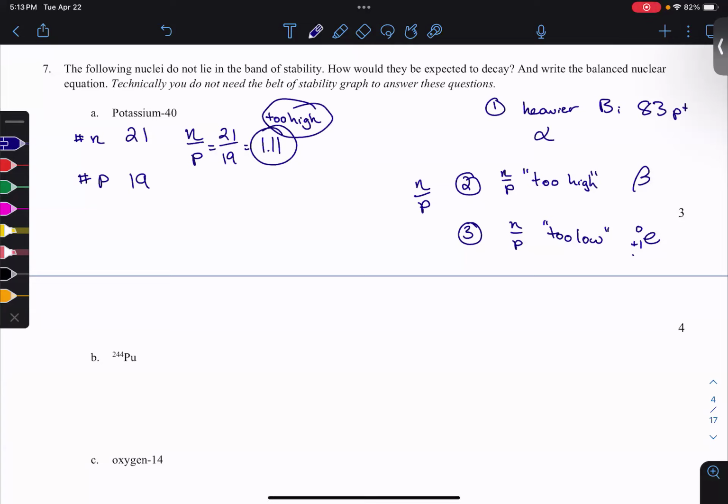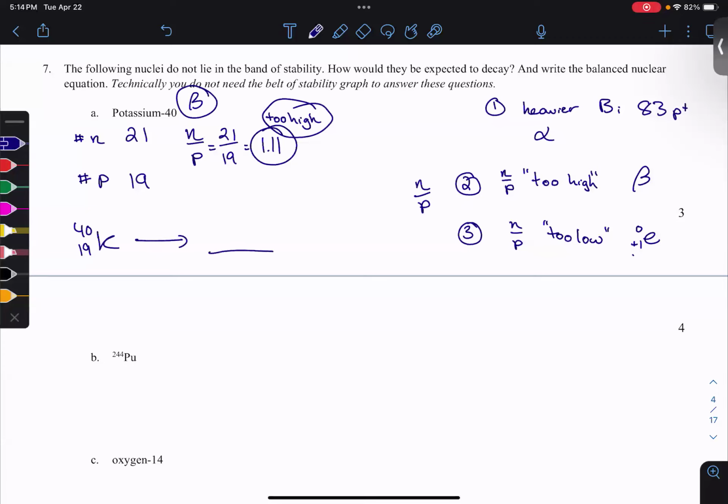So that means potassium 40 is most likely to undergo beta emission. But I want to prove to you that doing beta emission gets that neutron to proton ratio down lower. So when potassium 40 does this, what is it? So potassium 40, 19 protons.